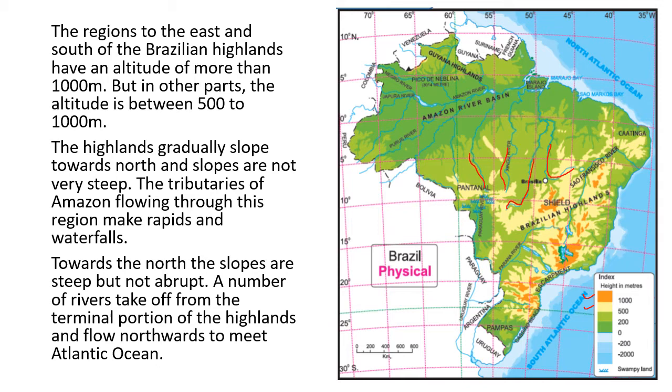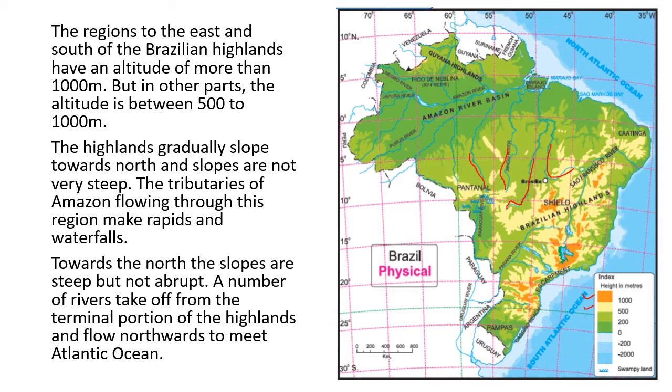Now dear children, let me tell you, when I say the slope of Brazilian highland towards the north is not very steep, I mean comparatively. If you compare it with the slopes of these highlands towards the south, you will find that these slopes are not very steep. Dear children, we can see a large number of tributaries of Amazon flow through this region.